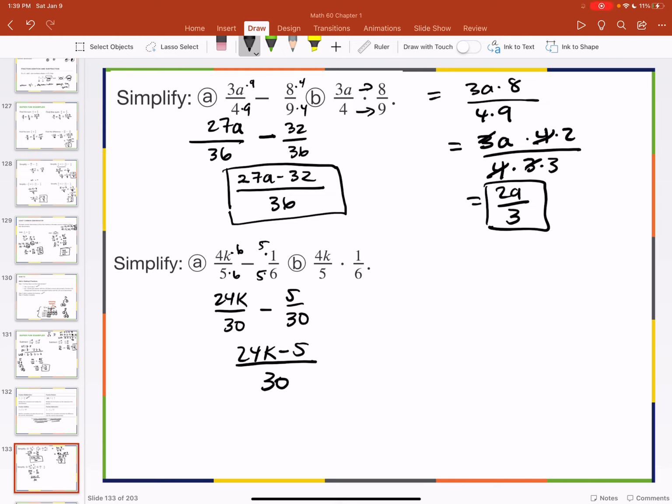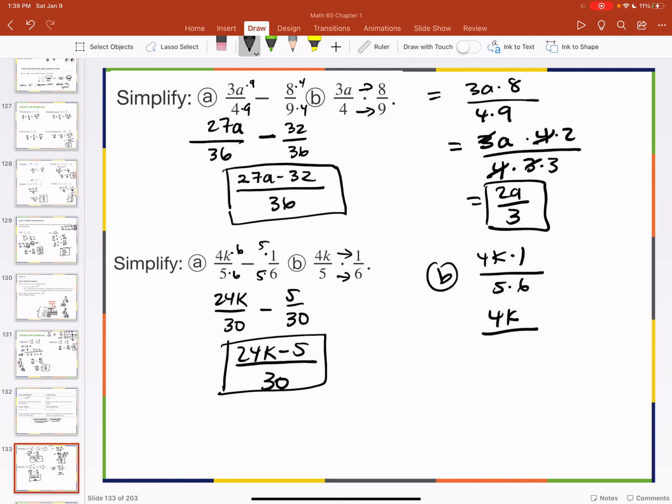So that's for A. Now for B, we're just multiplying across the top. So 4k times 1 over 5 times 6, that's just going to be 4k, anything times 1 is itself, over 30. Now, can I reduce this? Yes, because they're both even. So divide by 2, then you get 2k over 15.